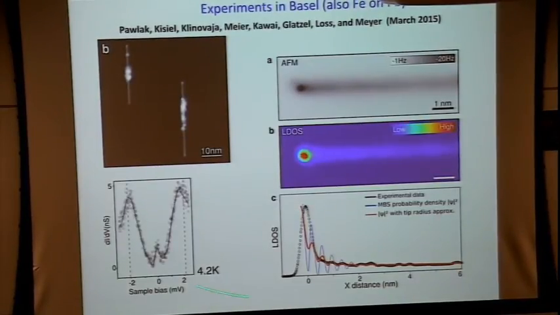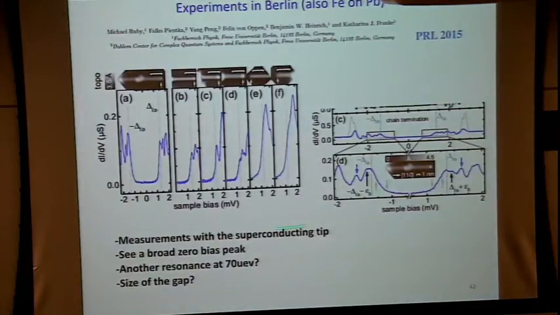But at least the good news is that all the experiments I showed you are basically reproduced by other people. This is a group in Basel. They grew the wire exactly the same way we did. They find a zero bias peak. There is something very strange about their data. They even can resolve it at 4.2 Kelvin. But never mind that. The better experiment is this one.